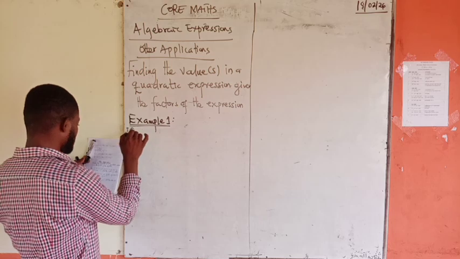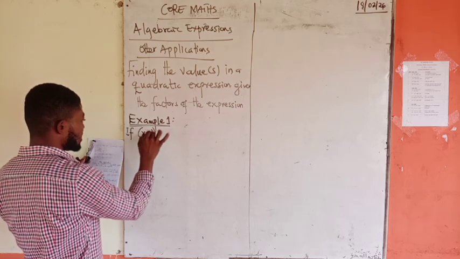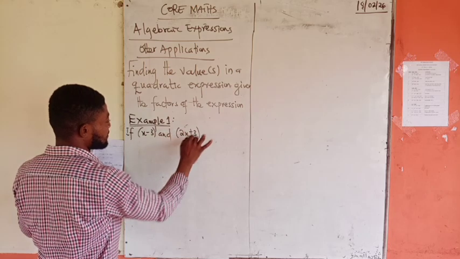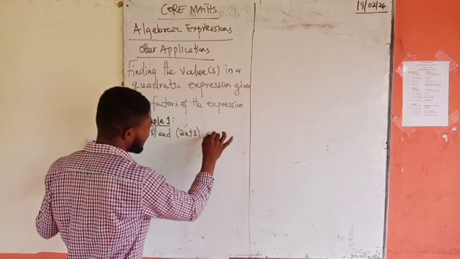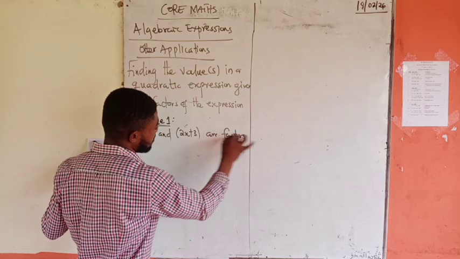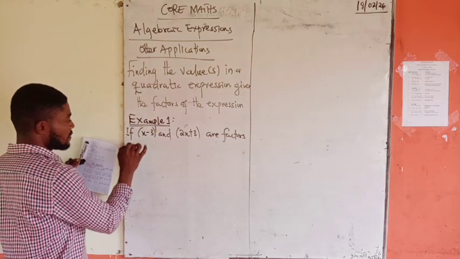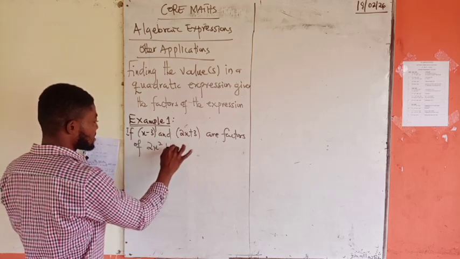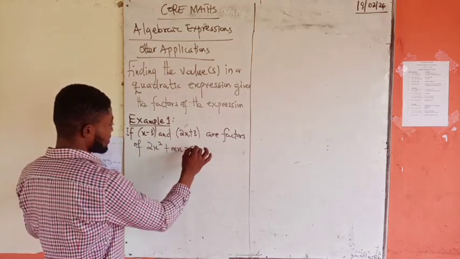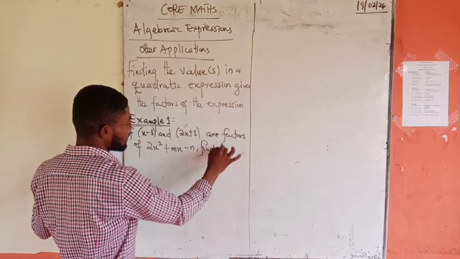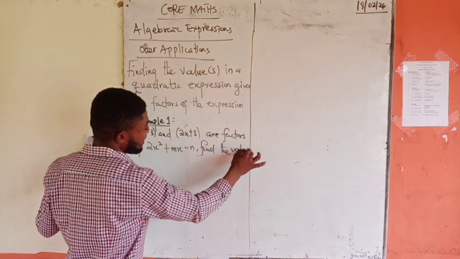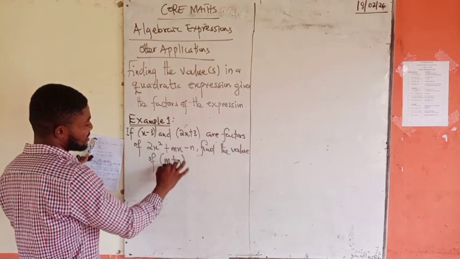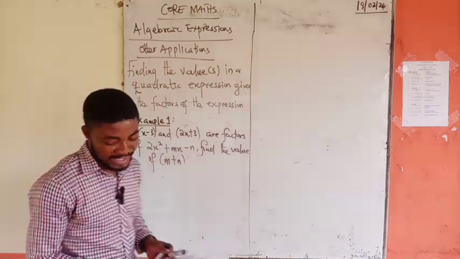If x minus 3 and 2x plus 3 are factors of 2x squared plus mx minus n, then we are to find the value of m plus n, and not mtn, so m plus n.